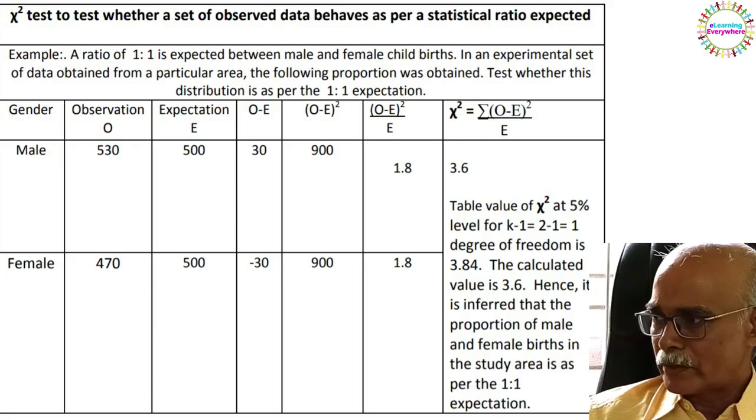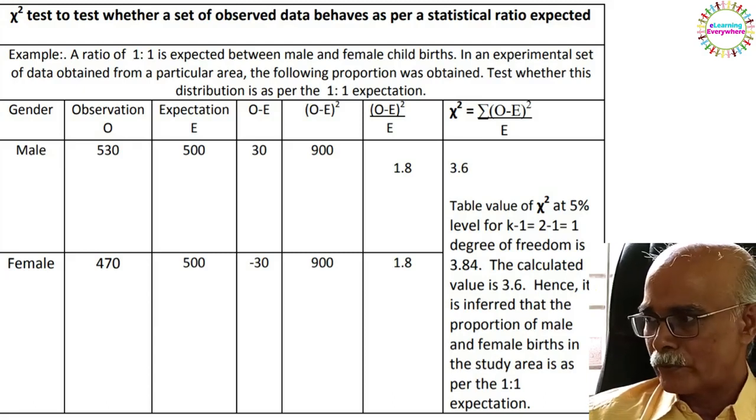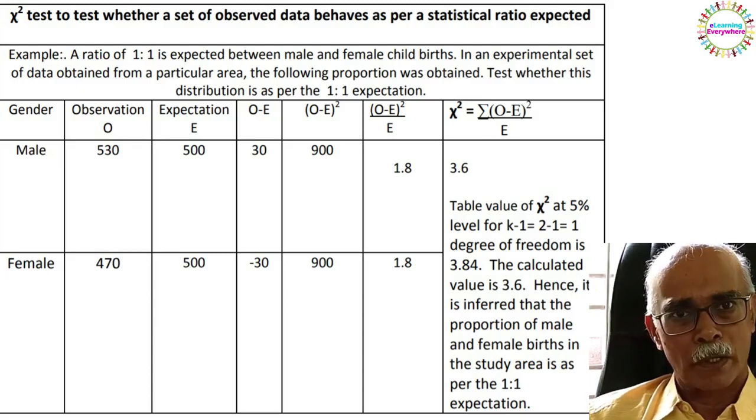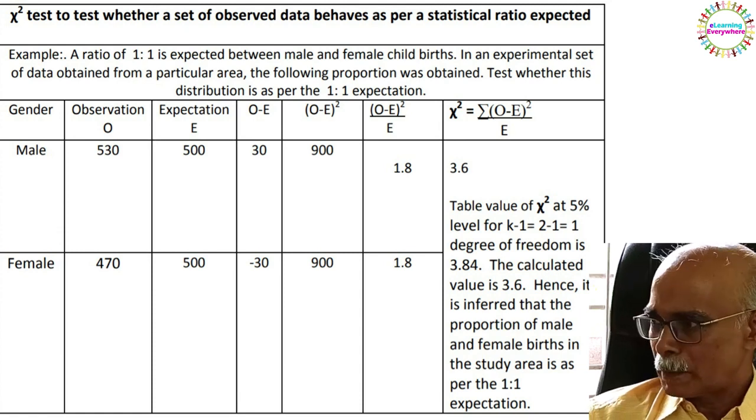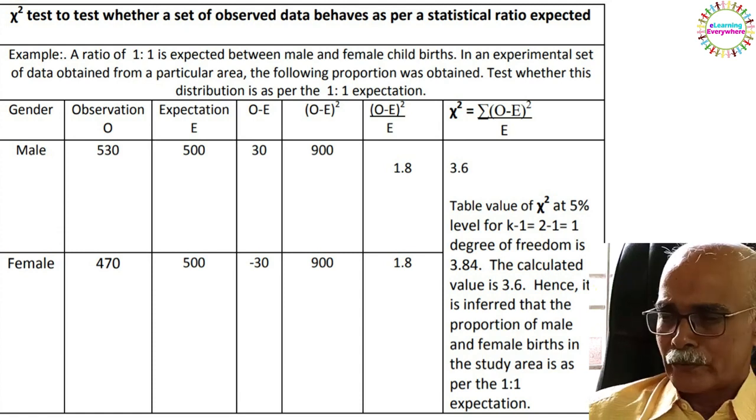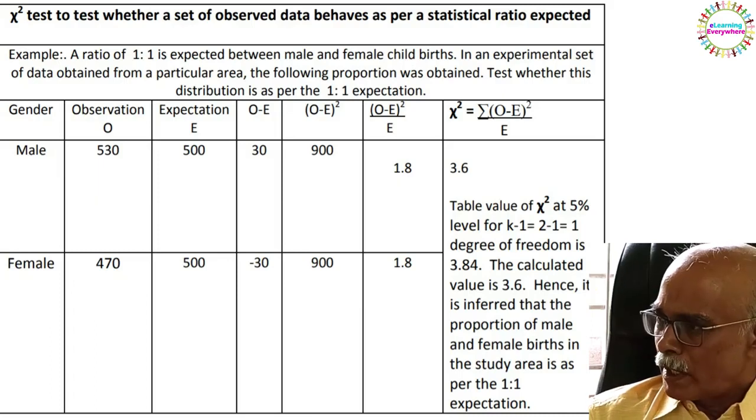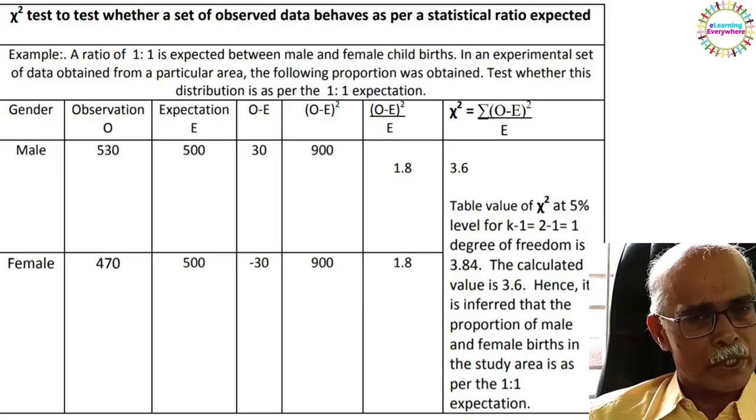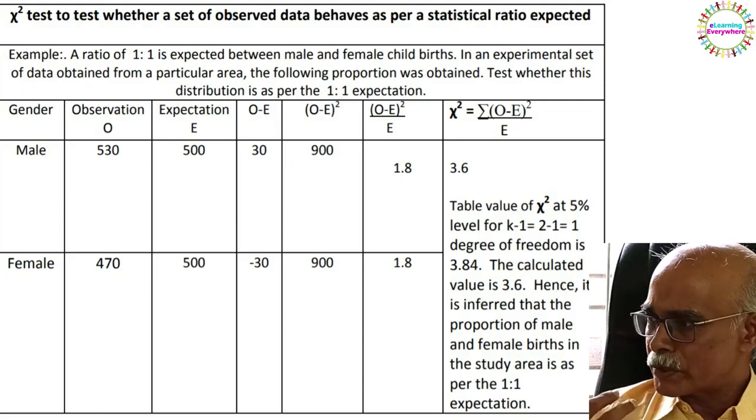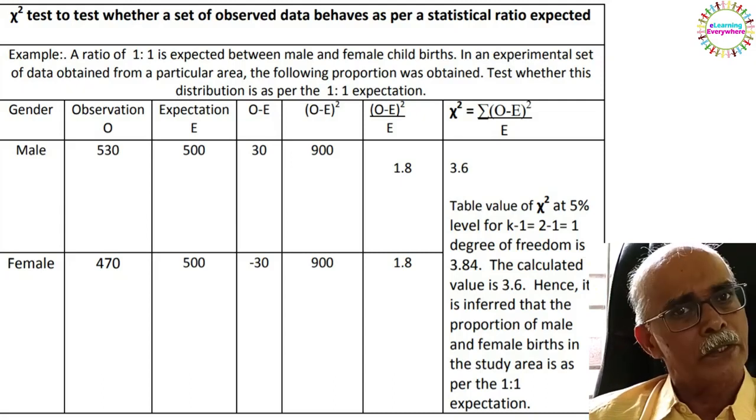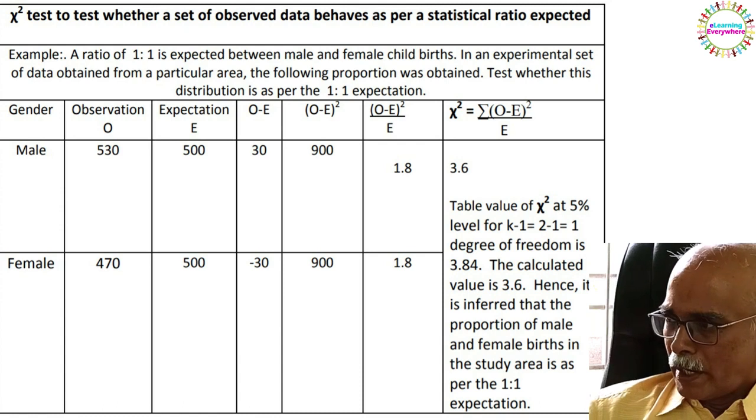And to find out the total chi-square, you have to sum them together. You have to take the sum of 1.8 plus 1.8, and it is 3.6. So you have calculated 3.6 as the chi-square in the given experiment.